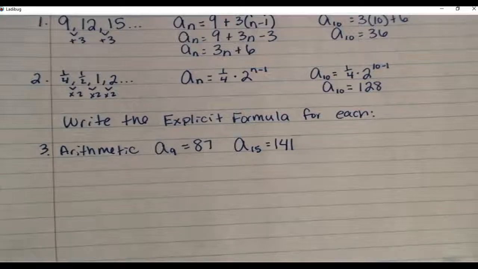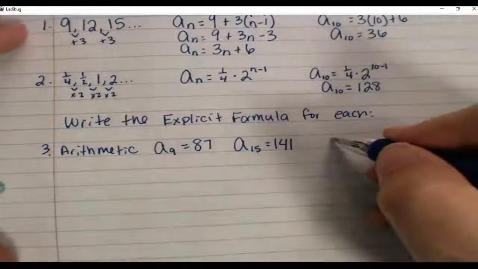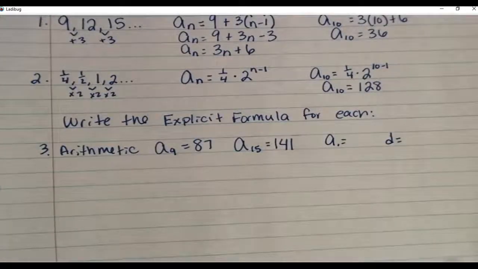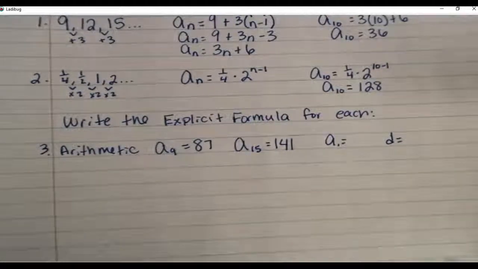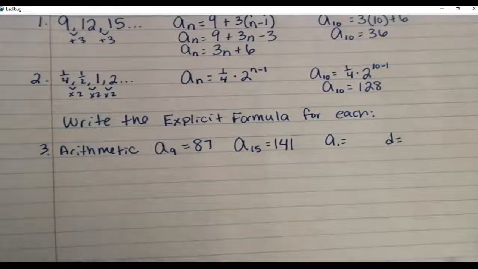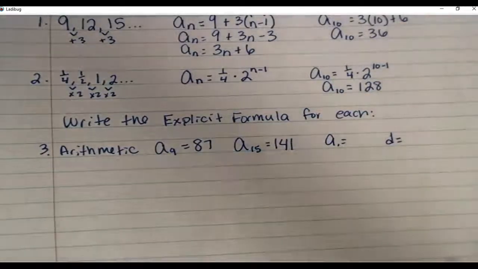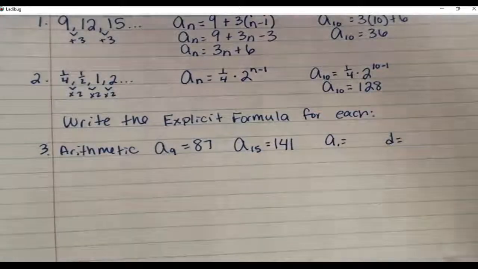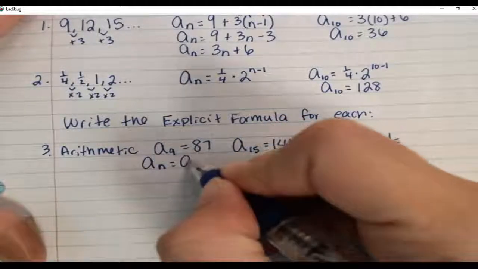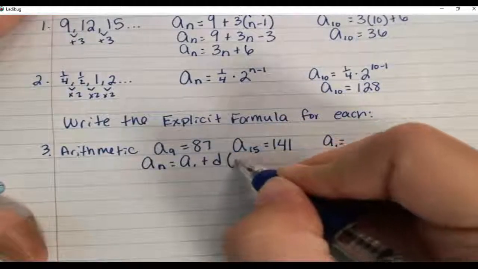Okay. So in order to write the explicit formula, we need to know a_1 and d. Well, I don't know a_1. I know a_9, and I know a_15, so I know the 9th term and the 15th term. So what we have to do is manipulate our explicit formula in order to be able to plug these in. In general, our explicit formula is a_n equals a_1 plus d times n minus 1.